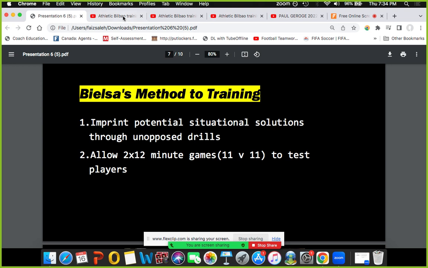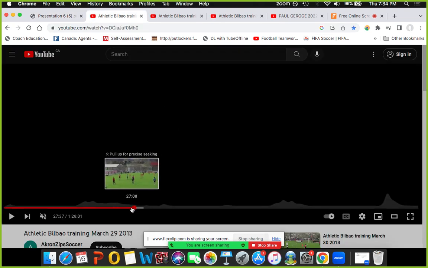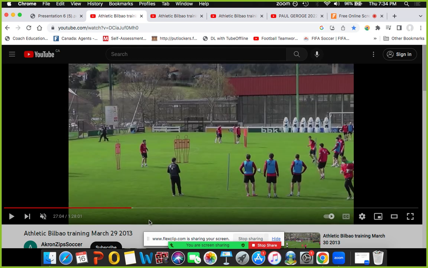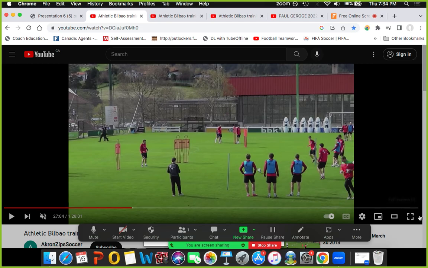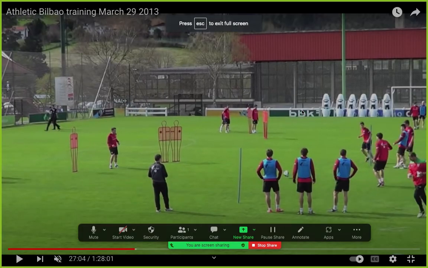And so we've taken some clips here from the work that he was doing at Bilbao, to have a visual representation of the type of imprinting that we're talking about. So I think the first level of imprinting here is offensive. What they're focusing on here is making third man runs.